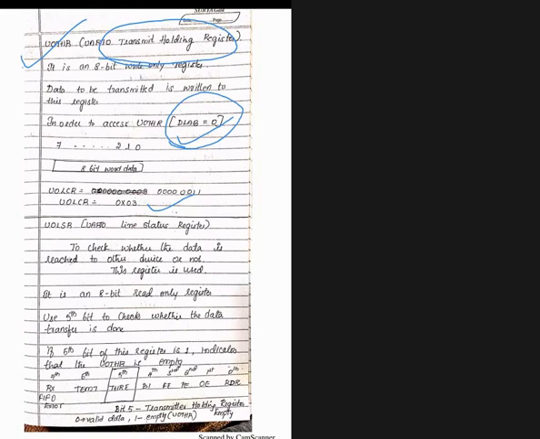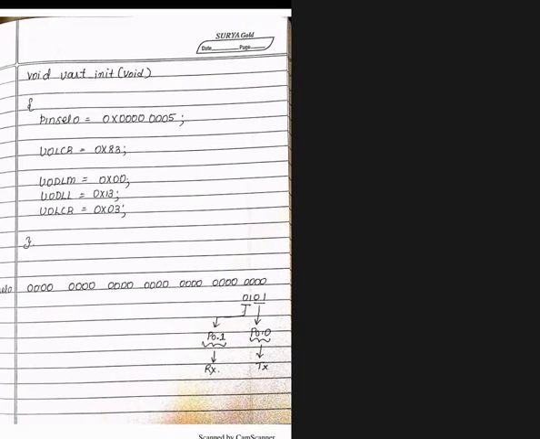Then I made use of DLM and DLL. After using DLM and DLL, I am again making DLAB equal to 0. If I make DLAB equal to 0, then LCR will become what? 3. LCR will become 3 from 83. That's why first I passed 83, then I made use of DLM and DLL, then I am making it 3.